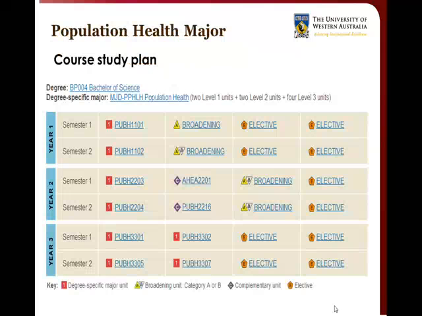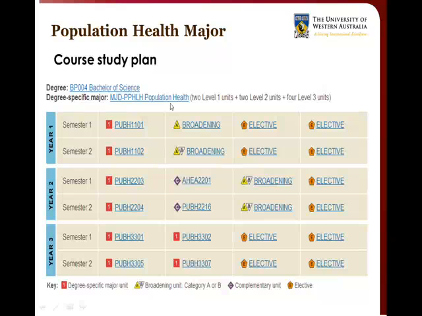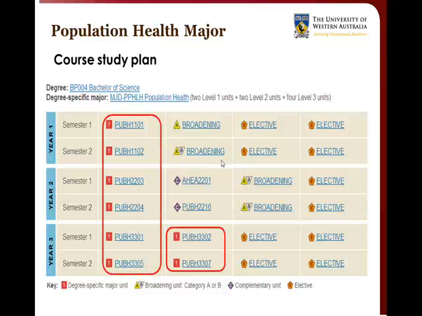So how can you study population health? Well, here's a course study plan where you're simply doing a population health major, and your other units are made up of broadening units, complementary units, and electives. So firstly, for the population health major, there are 2 units at level 1, 2 units in year 2, and then your 4 units at level 3.